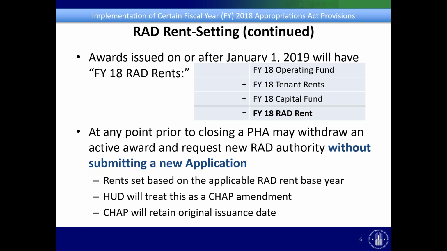And when you make that request, the rents will be set based on the applicable RAD rent base year at the time. So again, any CHAP holder today can request a CHAP to be amended to reflect the modified FY16 rent levels. And after January 1, 2019, anybody can request a CHAP amendment to incorporate FY18 RAD rents once we calculate them.